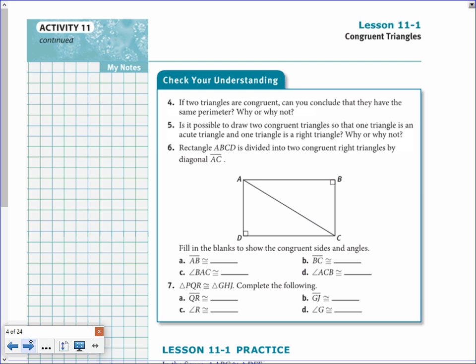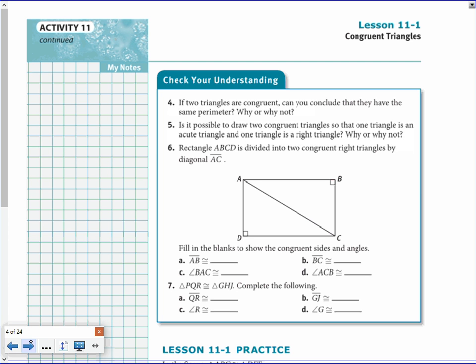If two triangles are congruent, can we conclude that they have the same perimeter? Why or why not? If you want to pause the video and work through these, go ahead. I'm going to go over what you should be thinking about them. So yes, you can conclude that they do have the same perimeter. Congruent triangles have the same side lengths. They have the same measures for their side lengths. Perimeter is finding the sum of your side lengths. So since they have the same side lengths, the sum of their sides, the perimeter, is going to be the same.